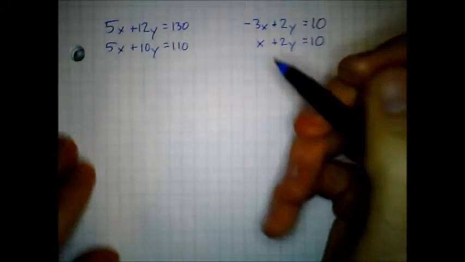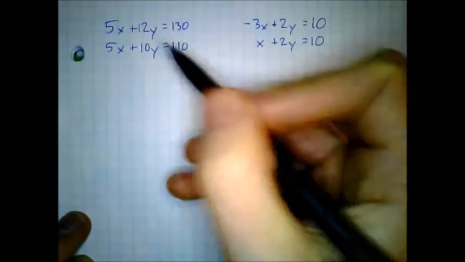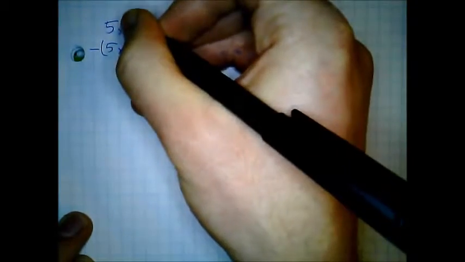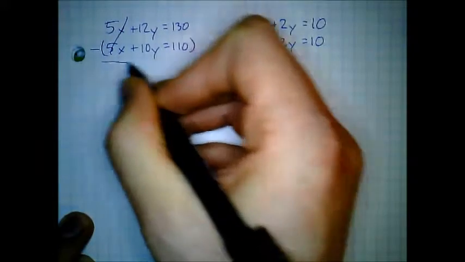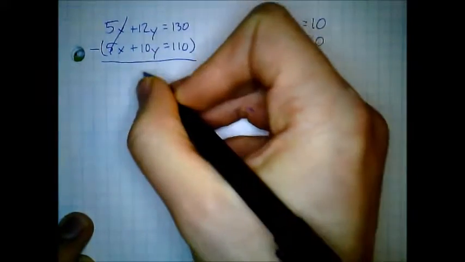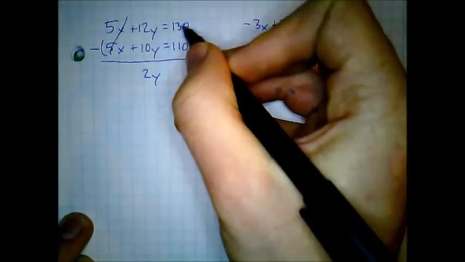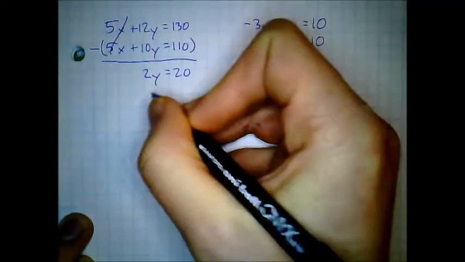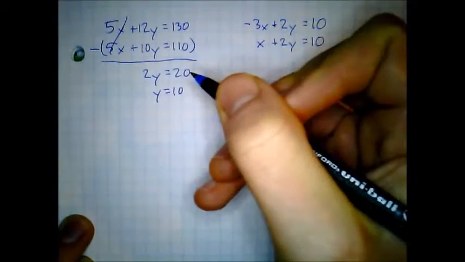Okay, so let's go through these. We want to know how we can eliminate one of our variables. Well, I see I have a positive 5x and a positive 5x. I know 5x minus 5x is 0. That'll eliminate my x's, so I want to subtract these two equations. So I subtract everything else. 12y minus 10y is 2y. 130 minus 110 is 20. So that means y equals 10.